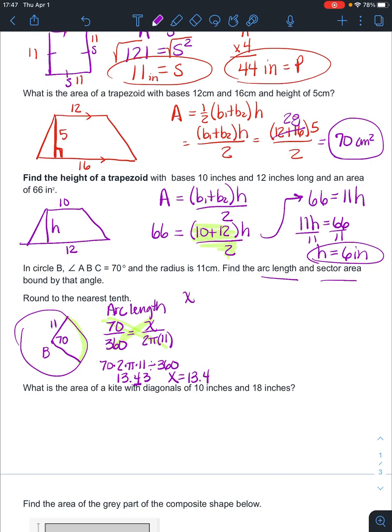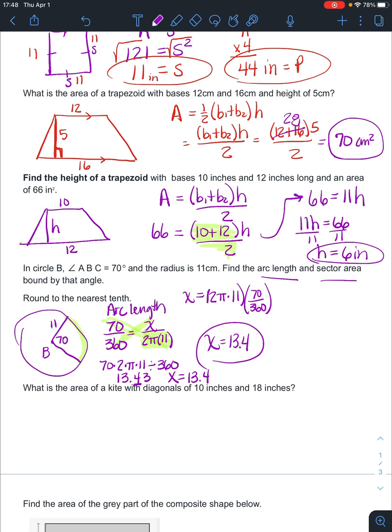Now, some of you might use your arc length formula. So your arc length is equal to 2 times pi times 11, right, times 70 over 360. So some of you do it like that. So you'll do the same math, 2 times pi times 11 times 70 divided by 360. Either way, you get 13.4. That's your arc length. Now, my sector area is almost identical.